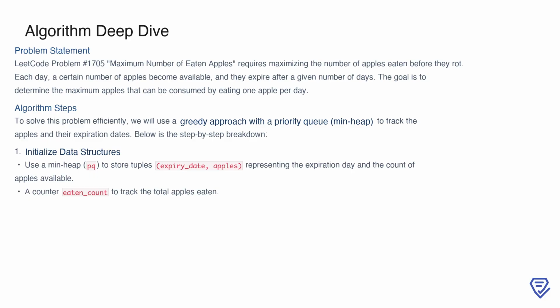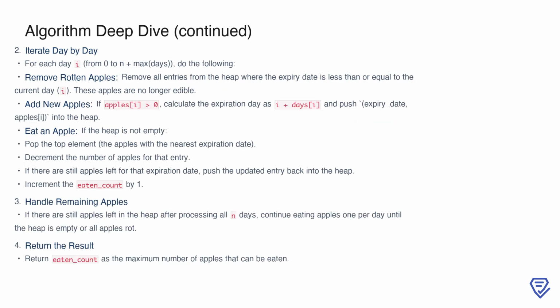To start, we initialize our data structures: a min-heap to store tuples of expiration dates and the number of apples available for each day, and a counter called eaten_count to keep track of the total number of apples consumed throughout the process. These two components form the foundation of our algorithm, allowing us to systematically decide which apples to prioritize each day. For the main part of the algorithm, we iterate day by day.